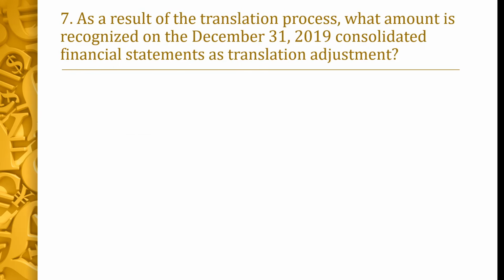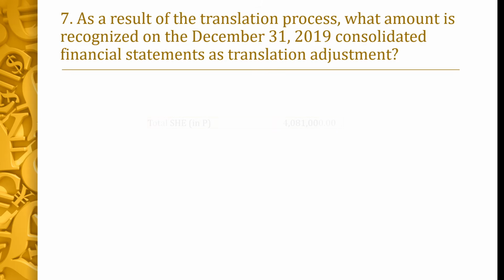I think this is the last requirement, number 7. As a result of the translation process, what amount is recognized on the December 31, 2019 consolidated financial statements as translation adjustment? Ito na yung translation difference natin. Okay? So, how do you compute for this? Take note, it is just a balancing figure within the shareholders' equity portion.